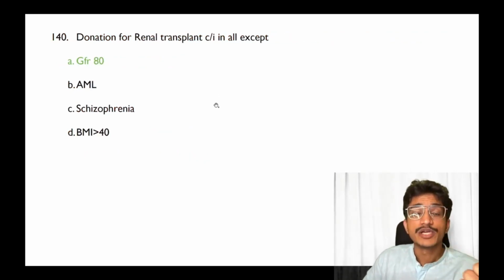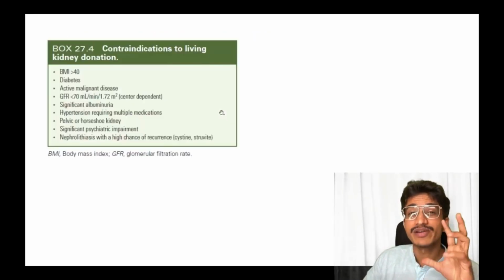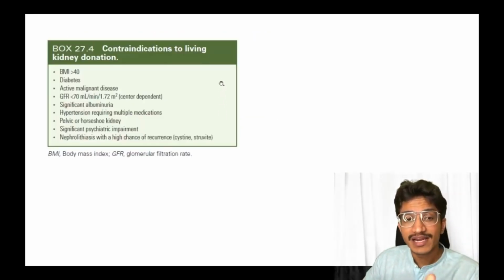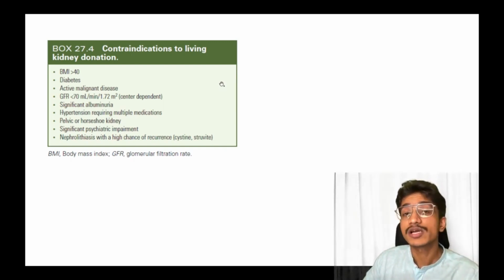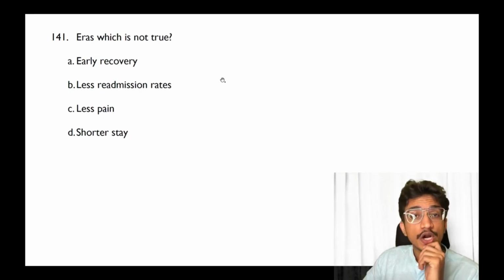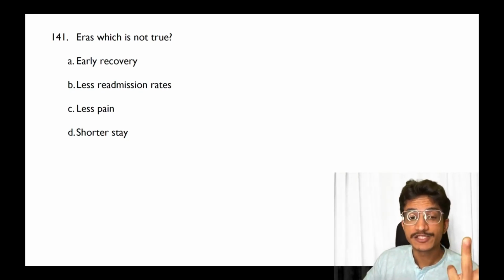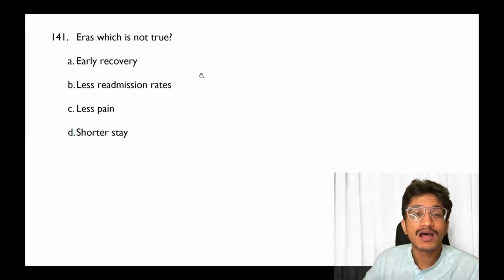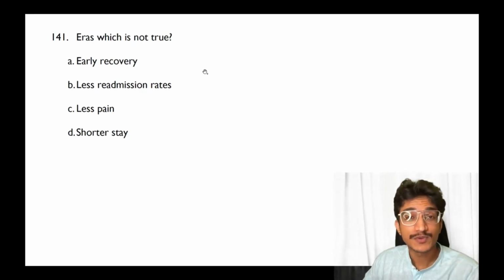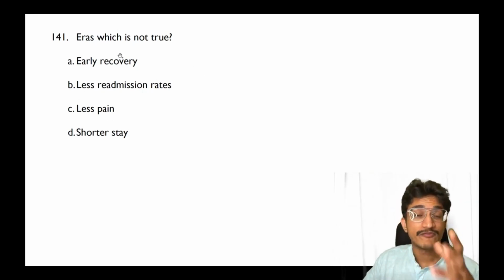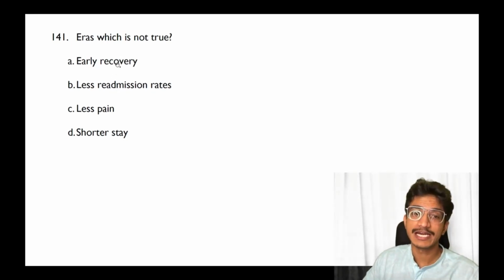Moving on to the next, that is donation for renal transplant. Contraindication is all except. According to the options given, if GFR is 80, then you can easily take. GFR less than 70 is a contraindication to living donation. More than 80 is not a contraindication. ERAS, which is not true. Now all of you have told that these were the options: early recovery, less readmission, less pain, shorter stay. According to me, all of them are true for ERAS. There is no higher readmission rate because of the ERAS protocol. So if these are the options, I feel the recall is incorrect, because according to me all 4 are correct.